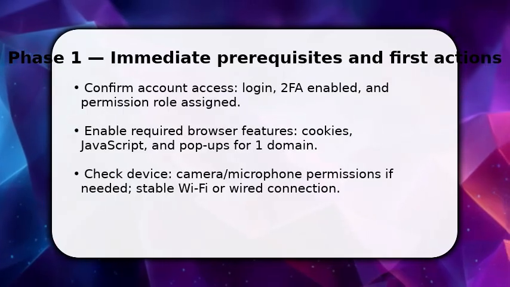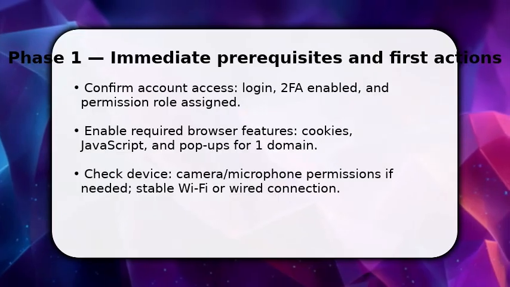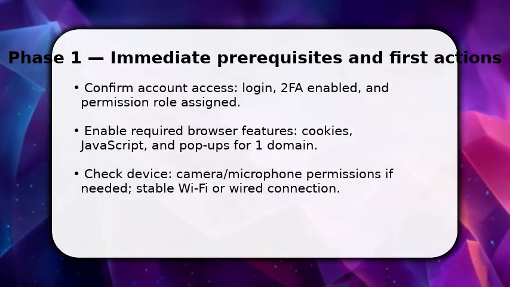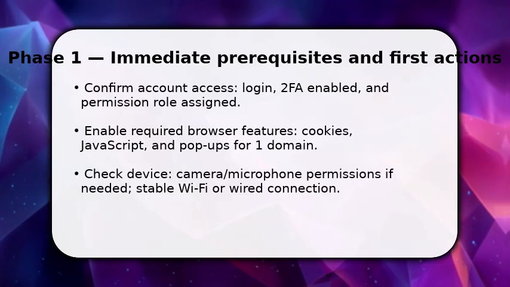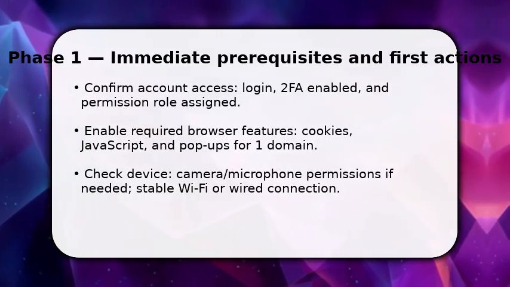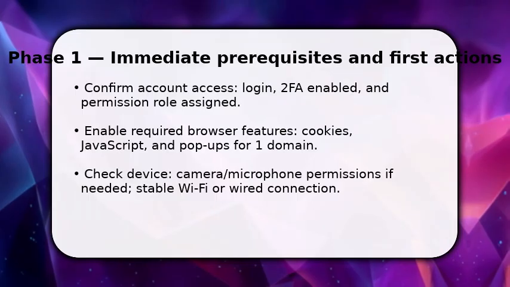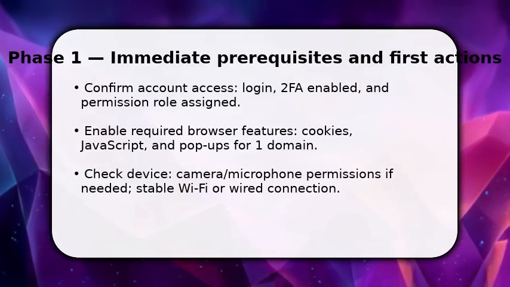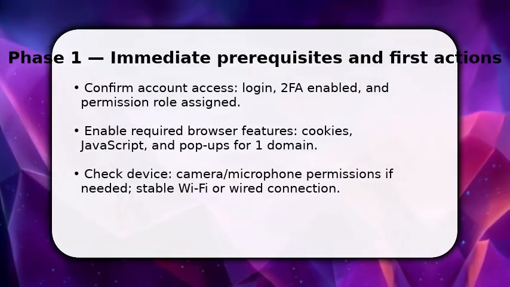You start by confirming prerequisites. Log in and verify two-factor authentication is active because the playground requires authenticated sessions. Once logged in, make sure your role or plan includes image playground access. That permission unlocks the UI.